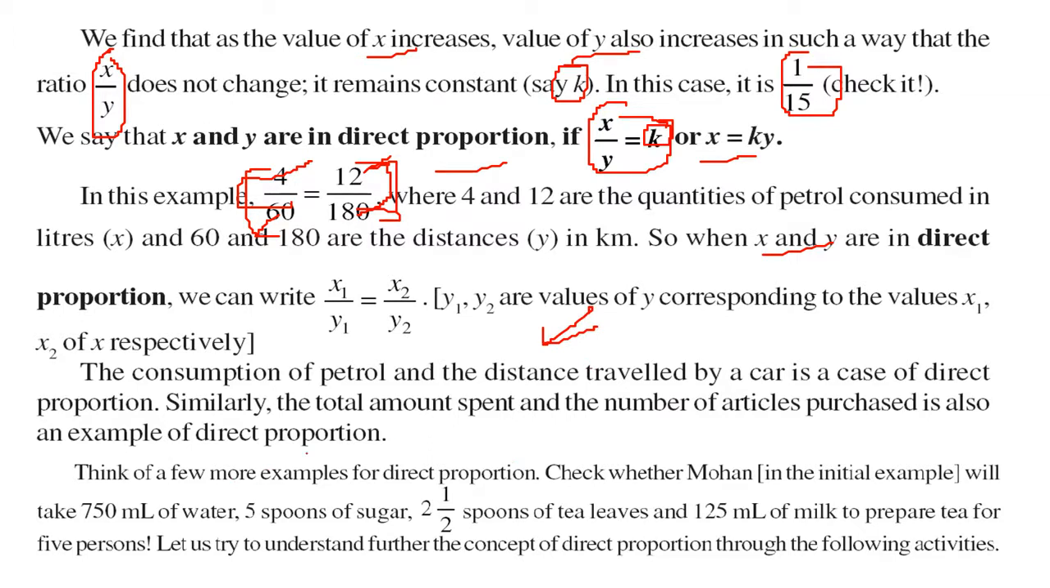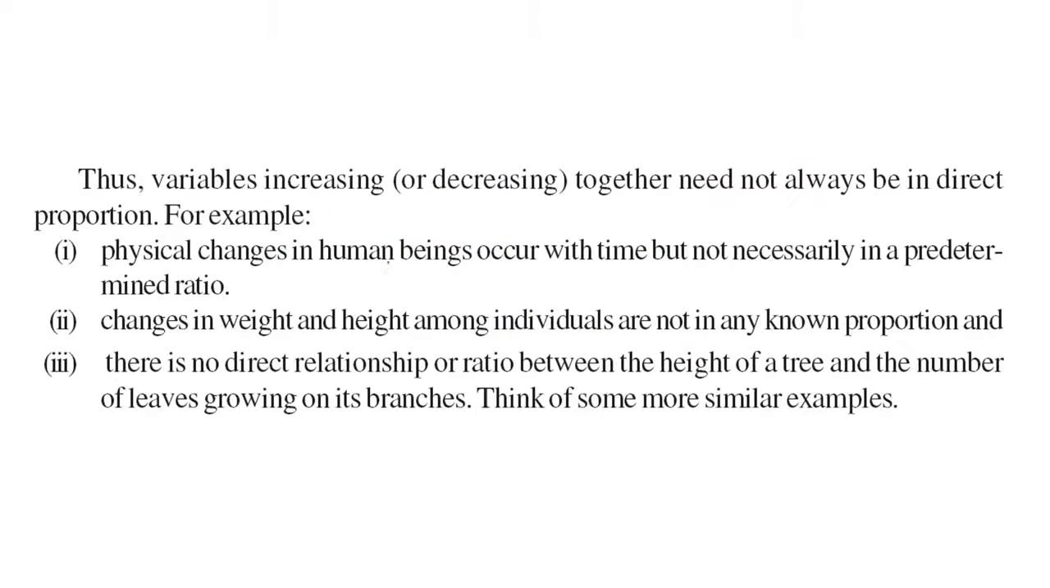Just think of some more examples, like Mohan preparing tea for 2 people using some items in certain amounts. If he has to make tea for 5, how much does he need? So variables increasing or decreasing together need not always be in direct proportion. They can also be in indirect proportion.